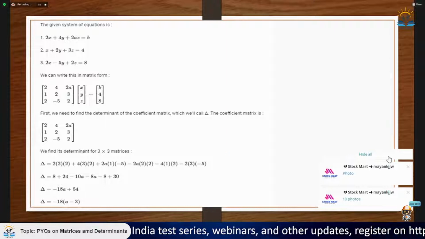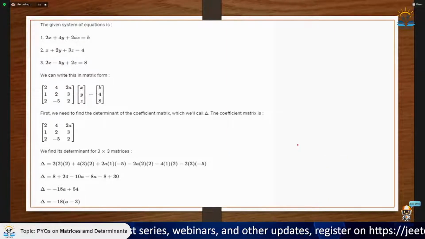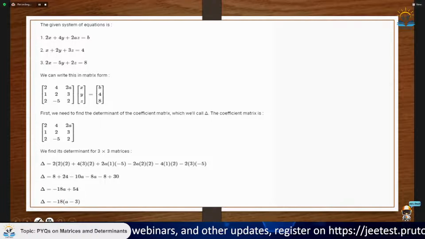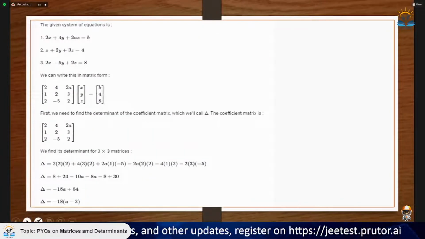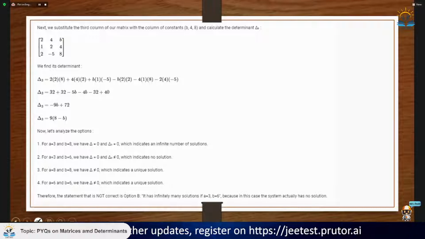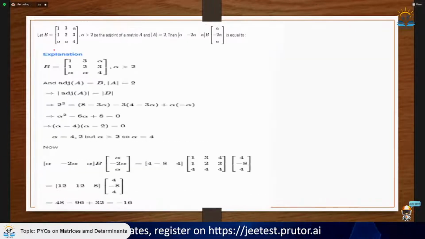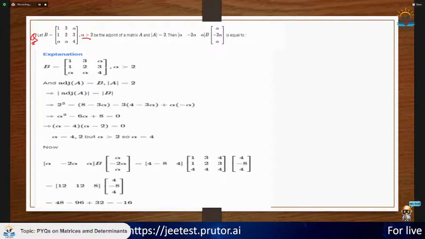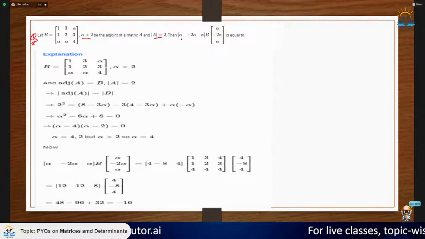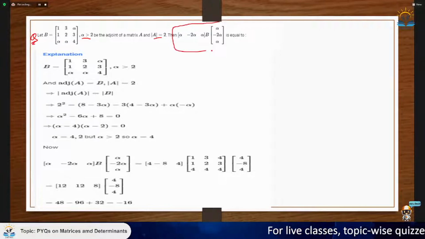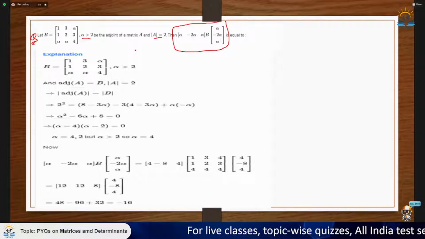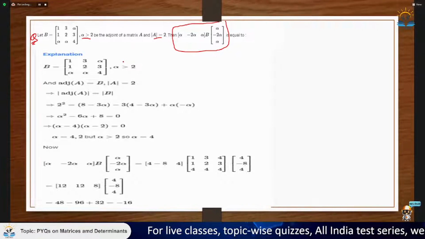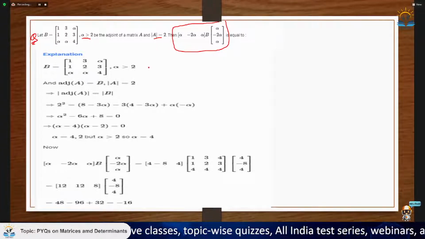Okay, then moving ahead. Let B equal to this thing where alpha is greater than 2. B is the adjoint of matrix A and determinant of A is equal to 2. Then this thing is equal to what? This I have to tell. So basically, first I will calculate the value of alpha using the value of my determinant of A equal to 2. So I can calculate it.